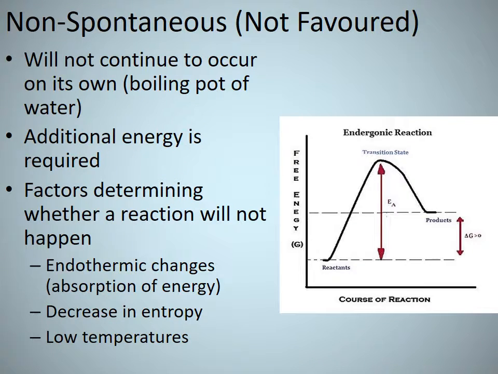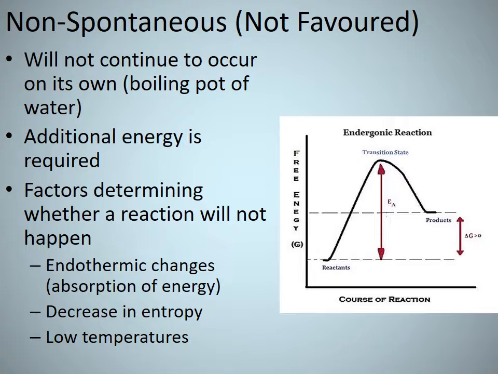Non-spontaneous. This is the other way. Essentially what happens here is there needs to be a continuous supply of energy. Okay? Additional energy is required after the activation energy has been met. The amount of activation energy that has been met for the actual chemical reaction. Some factors determining whether a reaction will happen.